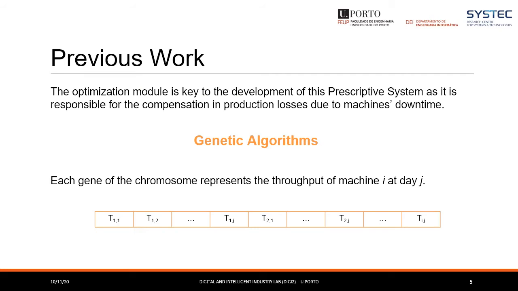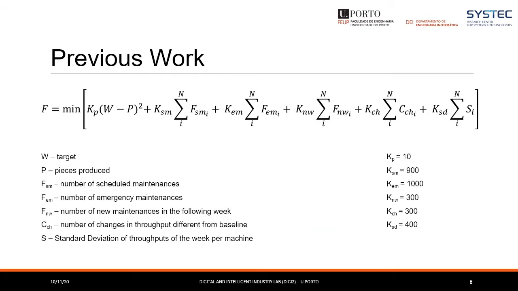We chose to use genetic algorithms since they offer good solutions to these kinds of problems, and each gene of the chromosome represents throughput of a machine at a certain day. For example, the first gene is the throughput of machine 1 at day 1. And here in this slide, we have the fitness function that we use to evaluate each one of the solutions. And as you can see, we decided to formulate the problem as a minimization one. So we want the smallest fitness value as possible.